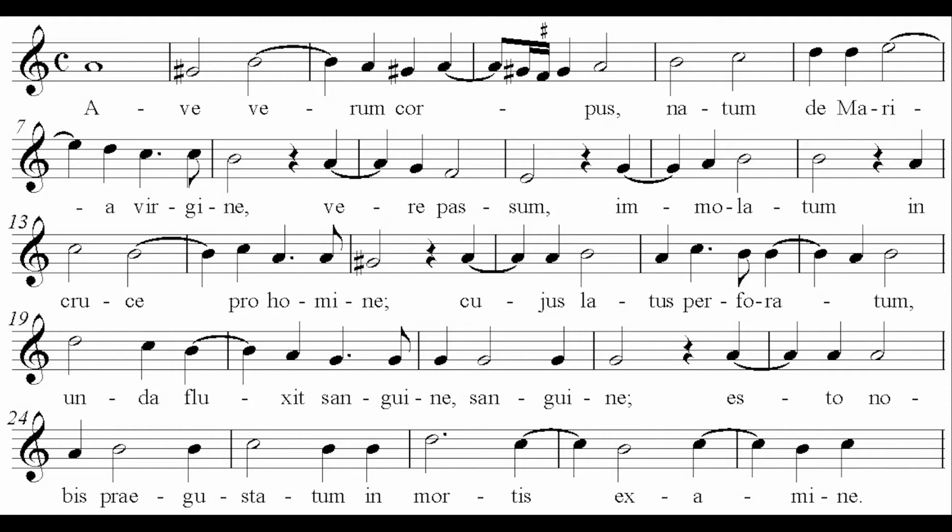Ave verum corpus natum de Maria Virgine, vere passum, immolatum in cruce pro homine, cuius latus perforatum, unda fluxit sanguine, esto nobis praegustatum in mortis examine.